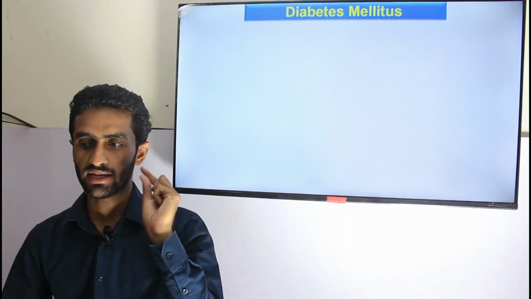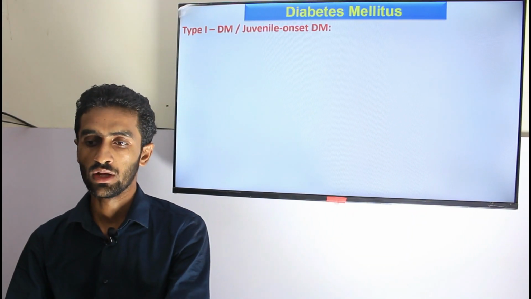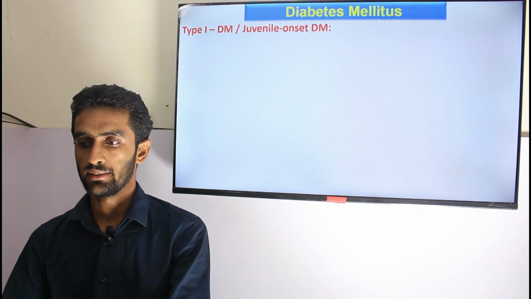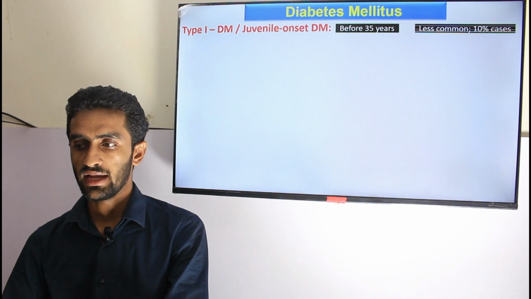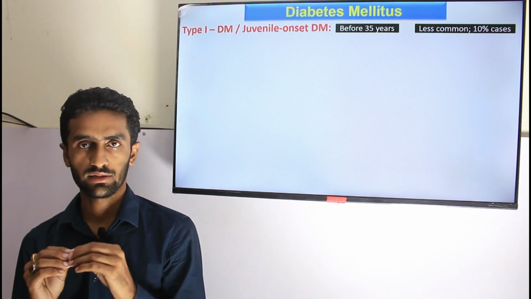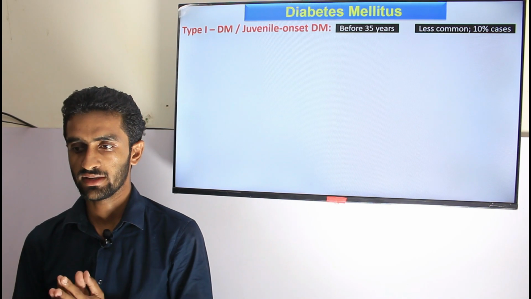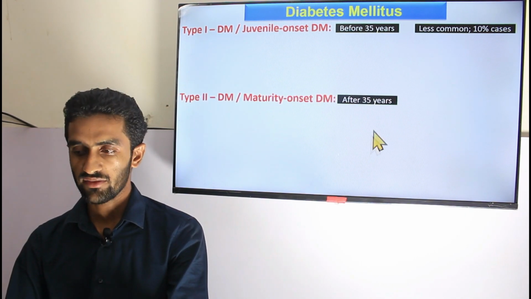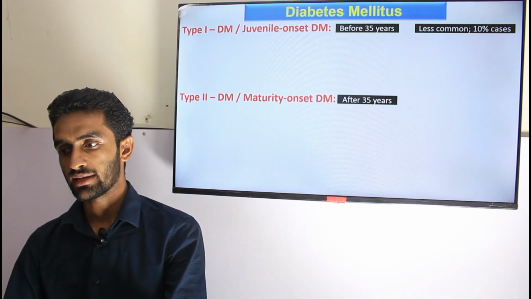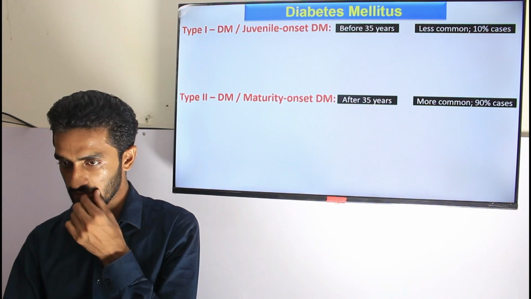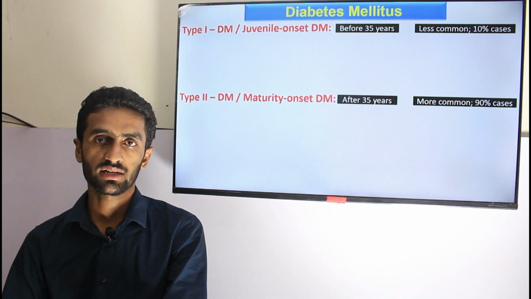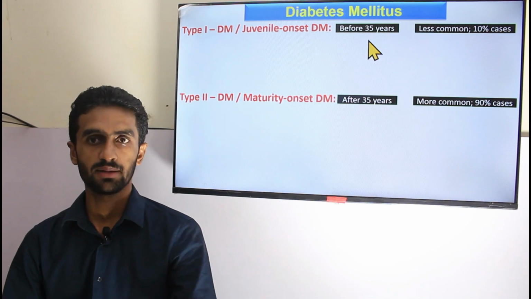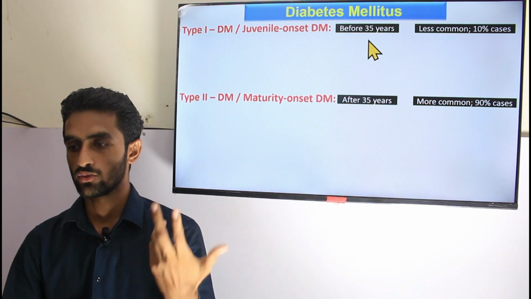Let's compare diabetes mellitus type 1 and type 2. Type 1 is juvenile onset, okay, because it occurs at an early age, before 35 years of age, and it is less common. Only 10% of cases are type 1. So we name it juvenile because it is early age, while type 2 occurs after 35 years and is most common. 90% of cases are type 2. So it's simple. Sometimes you confuse which occurs at an early age and which occurs at a later age. So you can simply remember type 1 is early age, type 2 later age. 1 comes first, the 2 comes later.